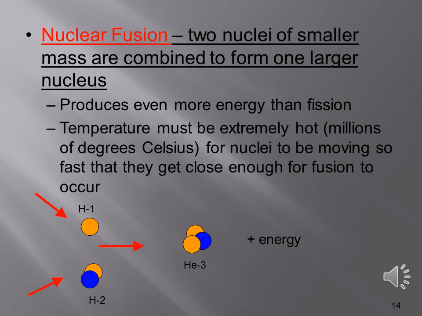The temperature must be extremely hot in terms of degrees Celsius. For nuclei to be moving so fast that they get close enough to fuse, these particles must be traveling at a very high speed for them to bombard together and fuse together, and as a result, they end up producing energy.